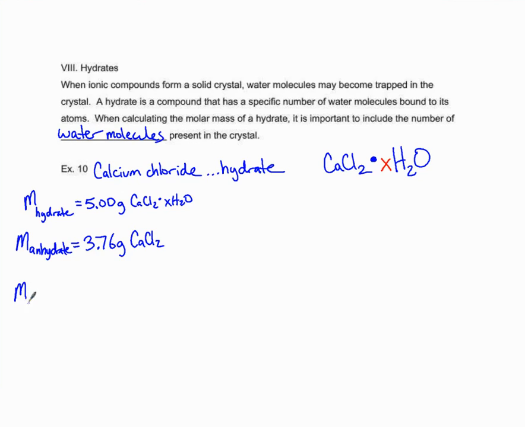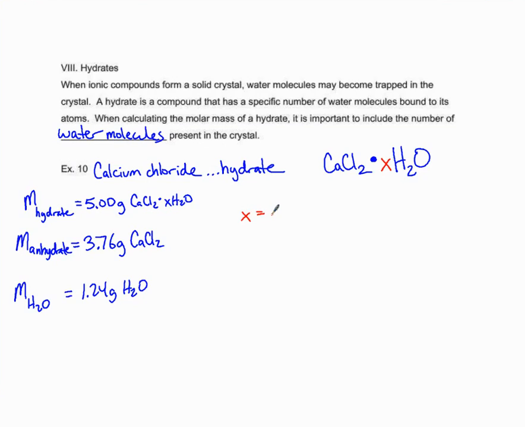And then the mass of the water is whatever is left over. So 5 grams minus 3.76. And so you find that this is the mass of the water that boiled off from this compound. And in order to figure out what this X is, that's the whole point. We want to figure out what is this X based on this experiment.